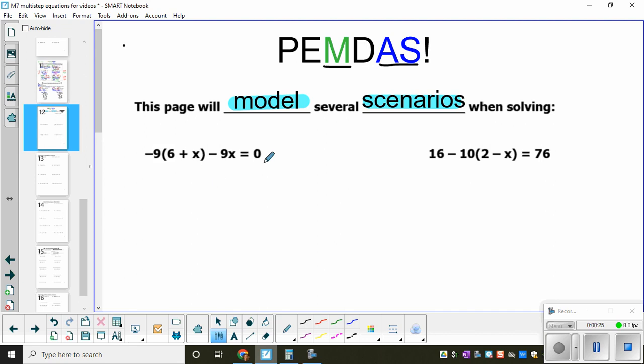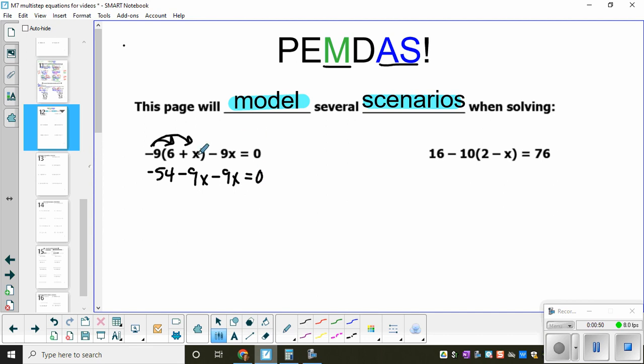All right, let's dive on into this example right here. So with the parentheses, that's going to catch our attention. We're going to distribute this -9 to both of these terms. And right here, -9 times 6 is going to be -54. And then -9 times x is going to be -9x. All right, now I'm just going to bring down the rest. We've got the -9x and then equals 0.